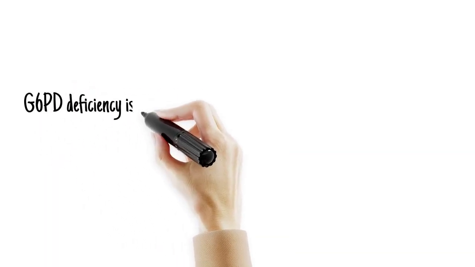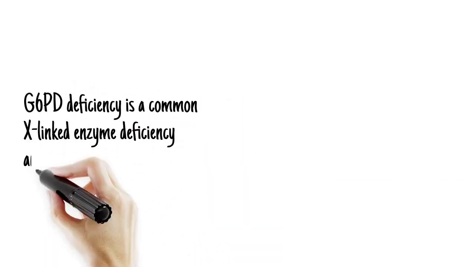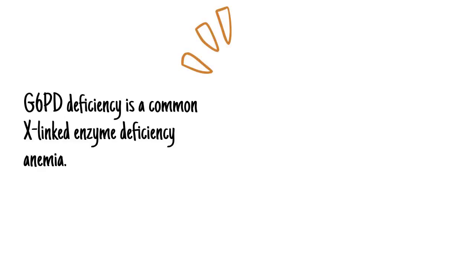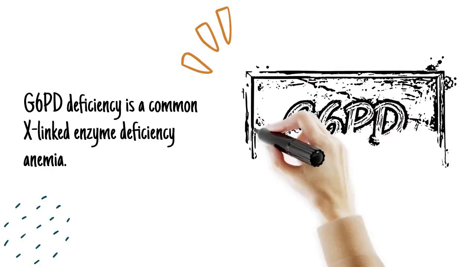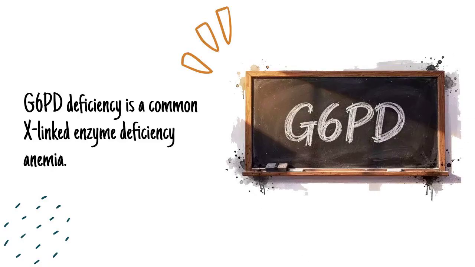For enzyme deficiency anemias, G6PD deficiency is the most common form. It is X-linked, meaning it predominantly affects males, and occurs in approximately 10% of African Americans as well as people of Mediterranean origin.